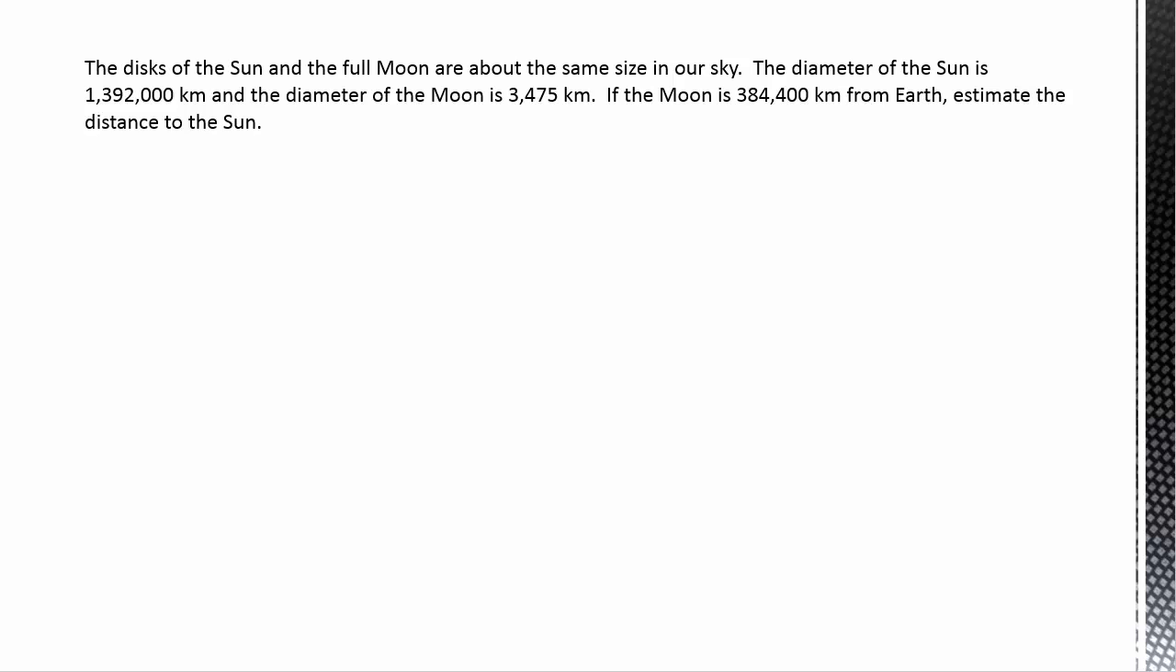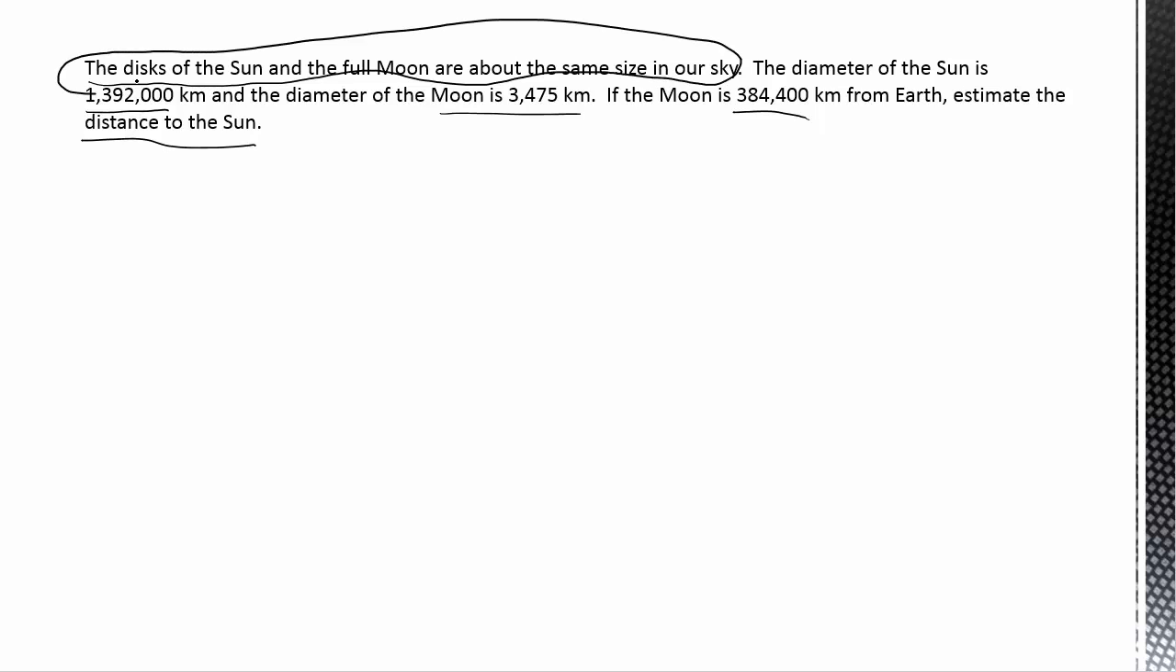Alright, last problem. Let's say that we know a bunch of information about the sun and the moon. We know their diameters, and we know the distance to the moon, and we want to find the distance to the sun. We're also given this nice gem of information here, that the disks of the sun and the moon are about the same size in our sky. That is actually true. That's why we can get a full solar eclipse, a total solar eclipse.